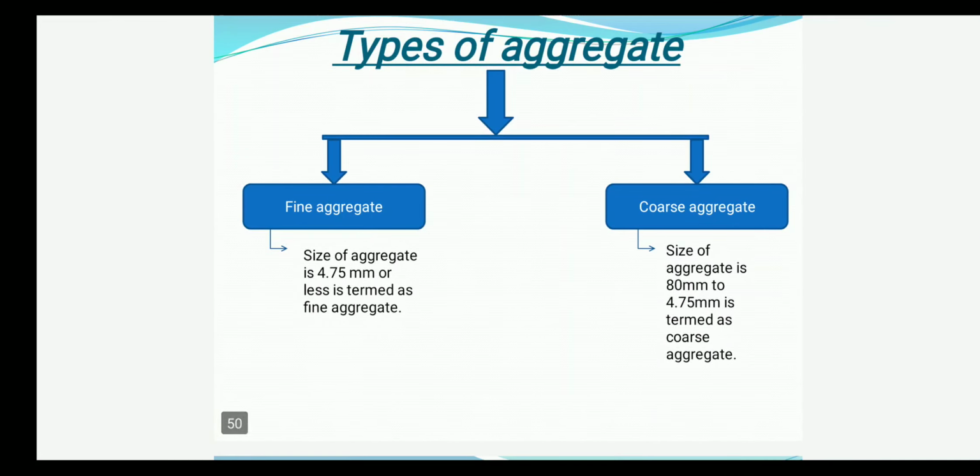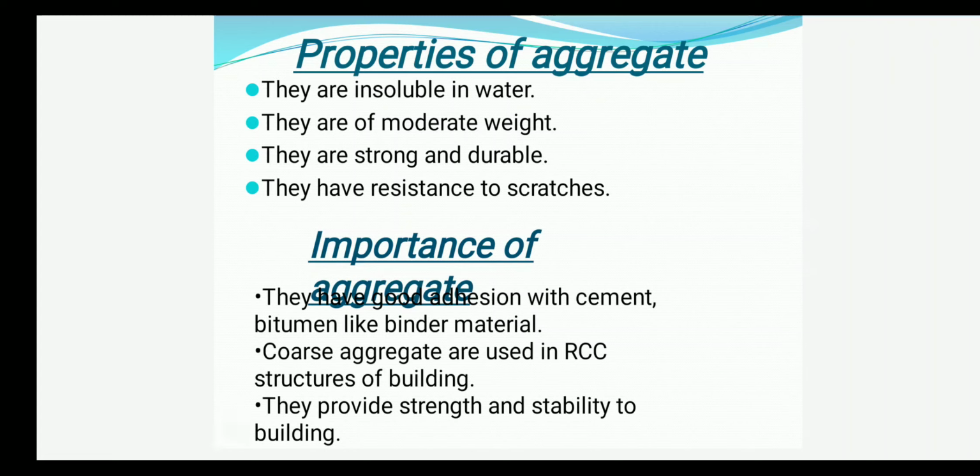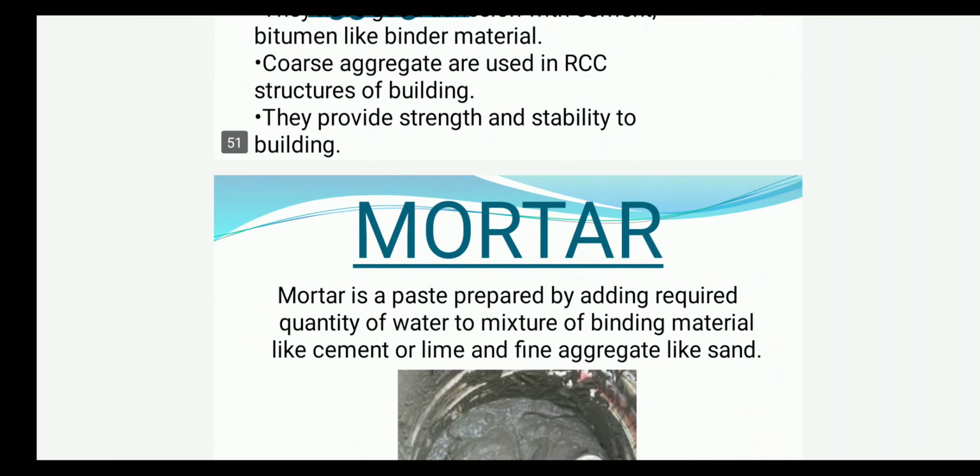We have discussed the types of aggregate. Aggregates are mainly classified into fine aggregate and coarse aggregate. Fine aggregates are the aggregates which pass through the sieve 4.75 mm or less, while the coarse aggregates are the aggregates which pass through an 80 mm sieve and are retained on the 4.75 mm sieve. The aggregates should be insoluble in water, moderate in weight, strong and durable, and have resistance to scratches.